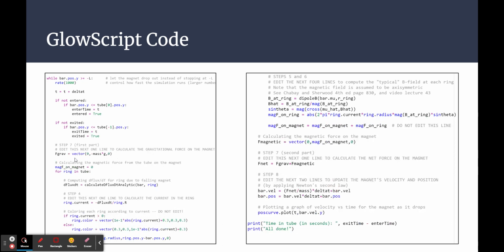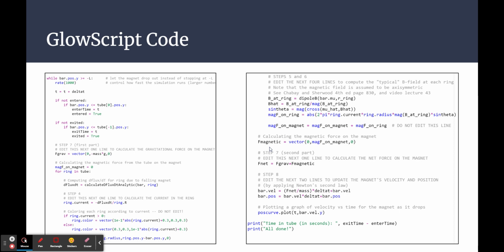Here we have F gravity, which is negative mg, mass times g, the gravitational constant. The ring current is negative d flux dt over the radius of the ring. Then we're calculating the B field at each ring. We do B hat, which is B at ring, and then the magnitude of that, and we plug that into the equation.